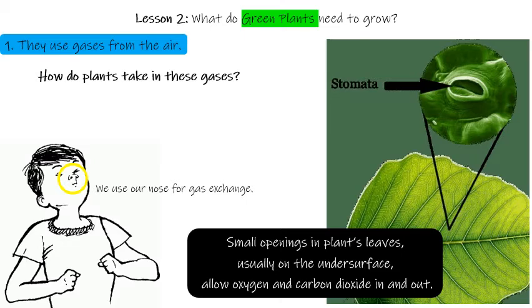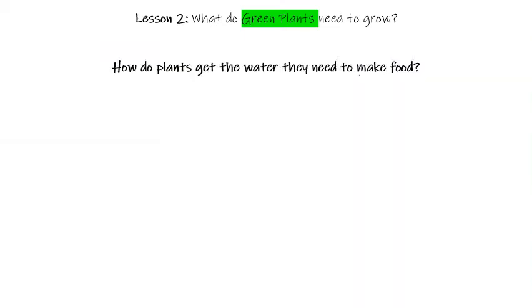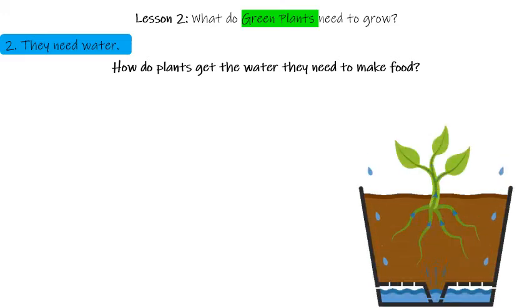How do they take carbon dioxide? Through stomata. This is one. For the gases, for carbon dioxide, plants use their stomata. Right. Two, what about water? Most of you should know the answer. How do plants get water? How do they absorb water from the soil? What do they use?